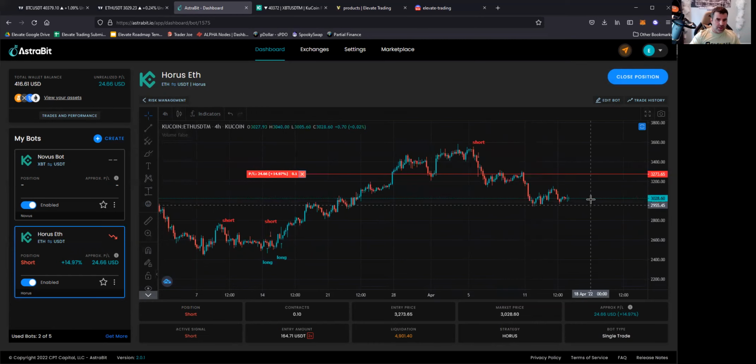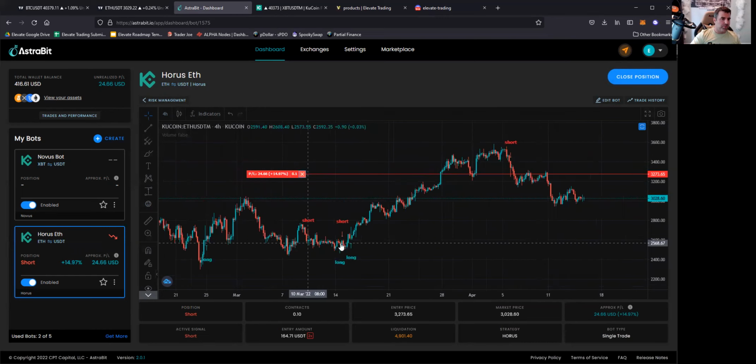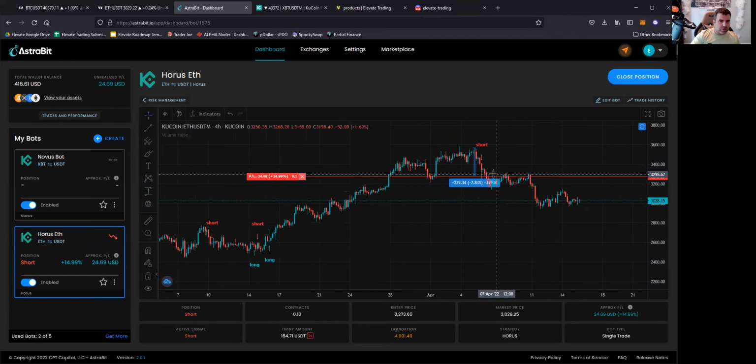Okay, so this is now the result of Horus here. So it took this long quite beautifully, and it took this short also quite beautifully. And so it didn't quite catch that top. That's maybe about 3 or 4, oh, okay, about 7%. Oh, well, no, yeah, about 7% from the top there, which is fine.